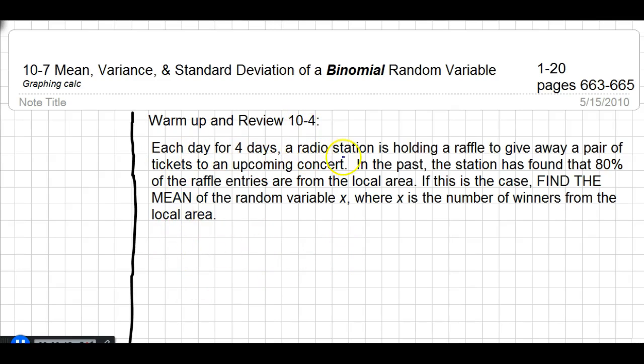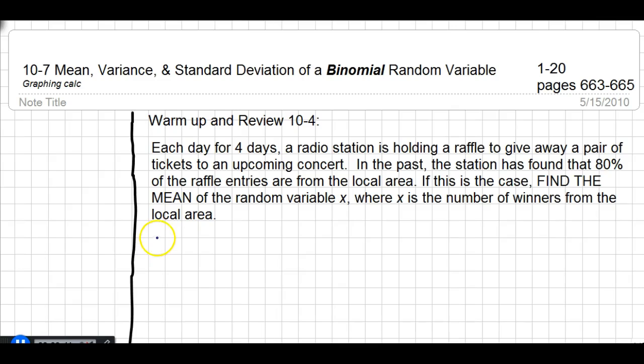Each day for 4 days, a radio station is holding a raffle to give away a pair of tickets to an upcoming concert. In the past, the station has found that 80% of the raffle entries come from the local area. If this is the case, find the mean of the random variable x, where x is the number of winners from the local area. So you either win or you don't, so that's a binomial situation.